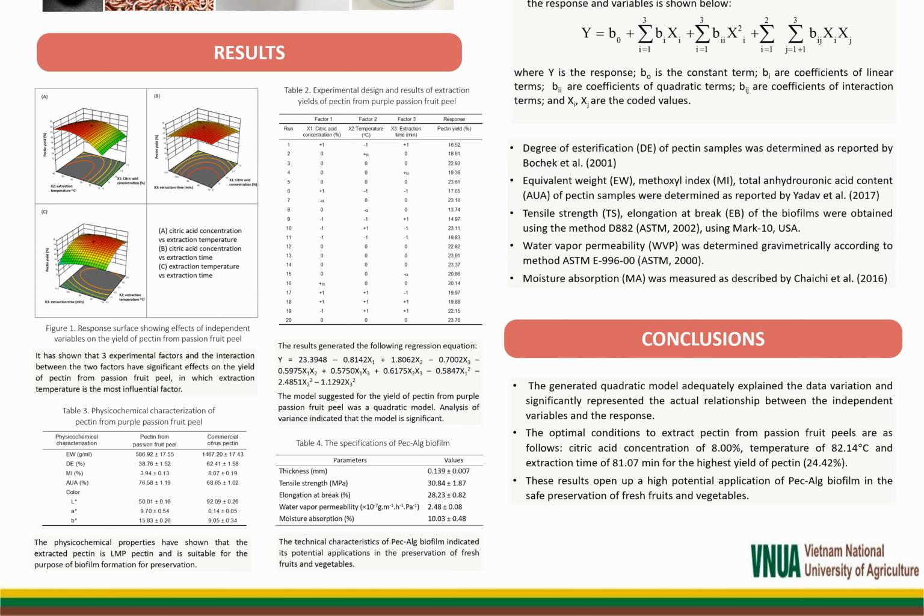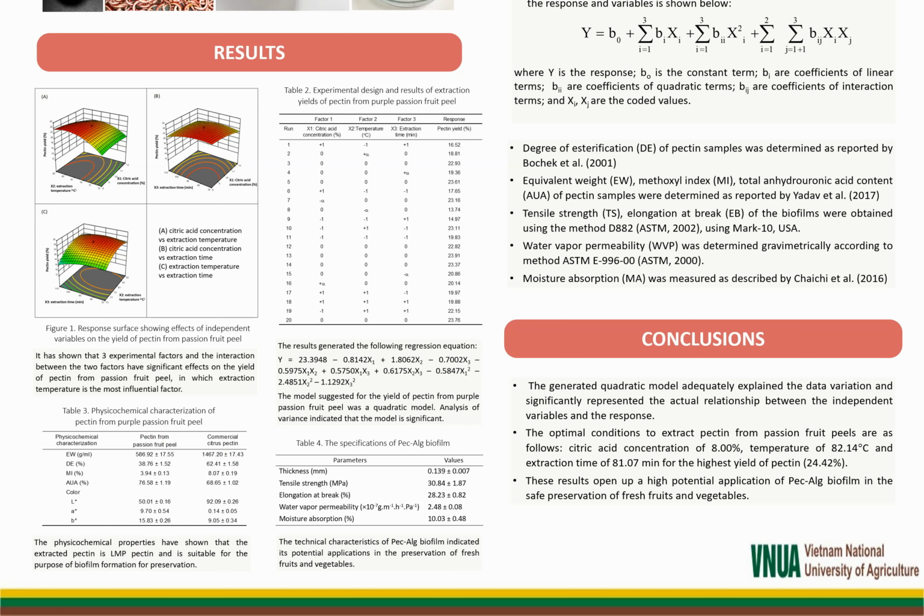Next, table 3 shows physicochemical characterization of pectin from purple passion fruit peel. This is table 3, you can see here. It has different physicochemical properties compared to the market pectin. It also shows that the extracted pectin is a low methoxyl pectin and is suitable for the purpose of biofilm formation for preservation.